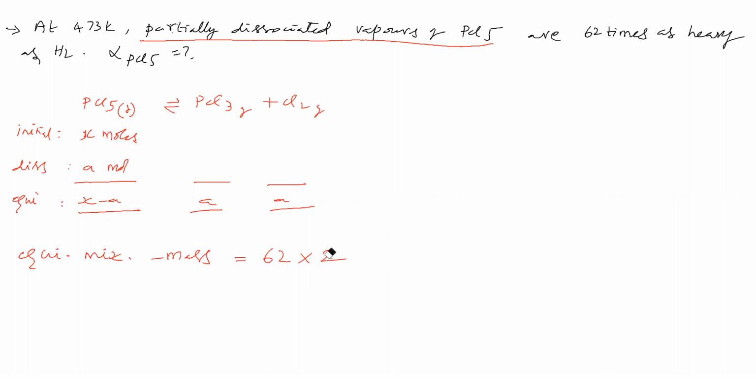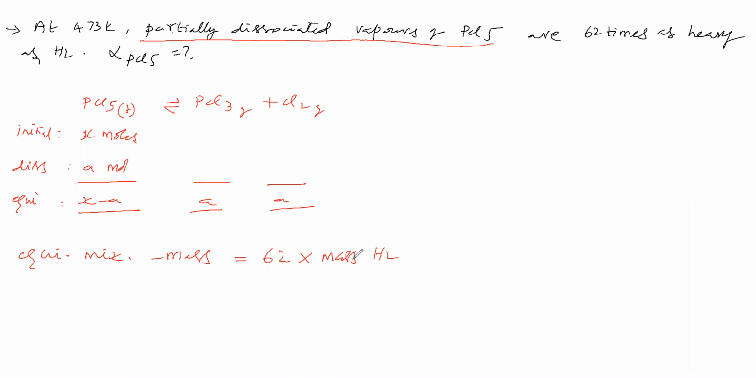Therefore, we will do some correction here. 62 times as heavy as hydrogen means 62 times the molecular mass of hydrogen, which we have substituted here. So the equilibrium mixture has this much mass. Now the equilibrium mixture mass is given like this.